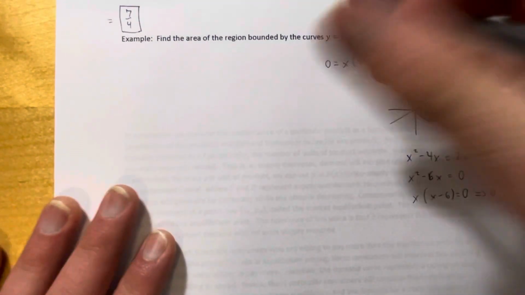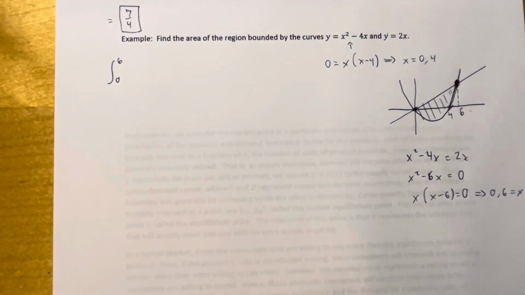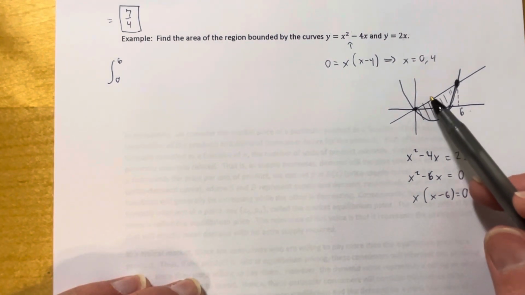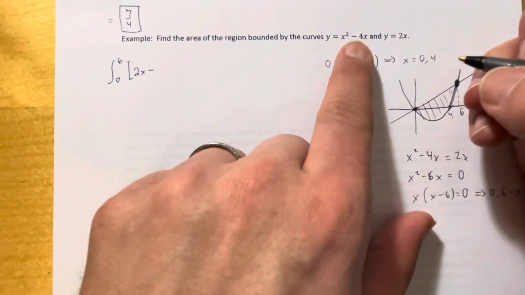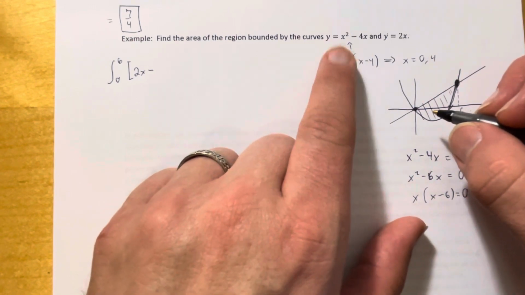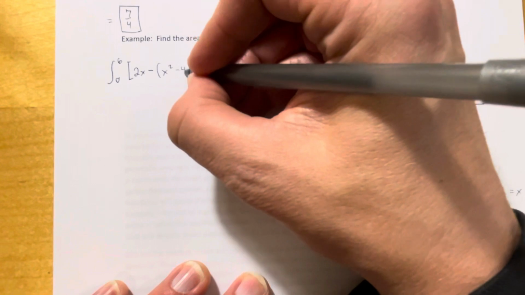Now let's set up our integral. 0 to 6. Remember, we're going to subtract our two functions, but we do top minus bottom. And from the graph, we can see that the line is the top. So 2x there, minus the equation of the parabola, which was on the bottom. Put parentheses around it. x squared minus 4x there.